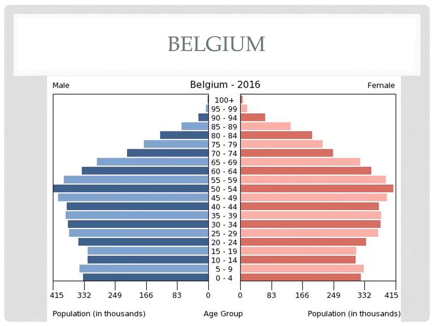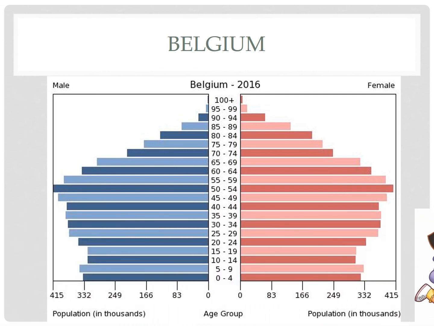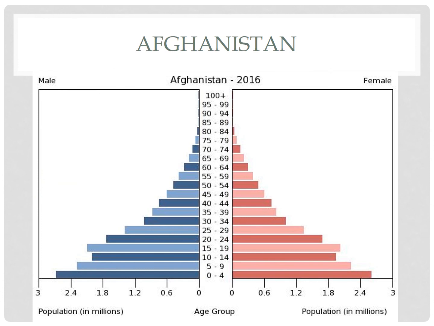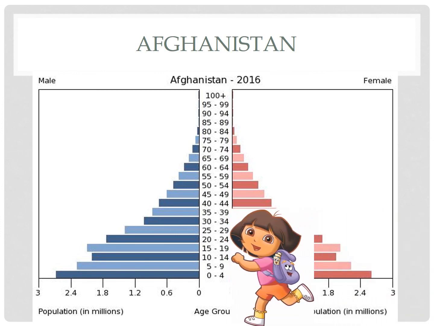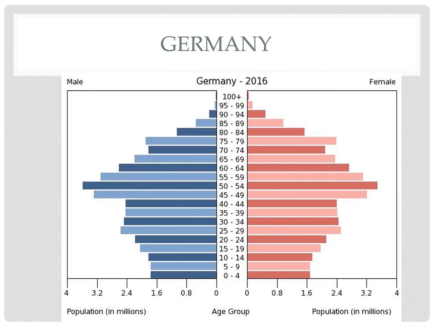Put a guess down. Next one, Belgium. What stage do you think Belgium is in? Notice the bottom. What does that tell you? Put a guess down. Afghanistan. What stage of the demographic transition model? Don't let this trip you up. And finally, Germany. What stage of the demographic transition model do you think Germany is in? Put a guess down.